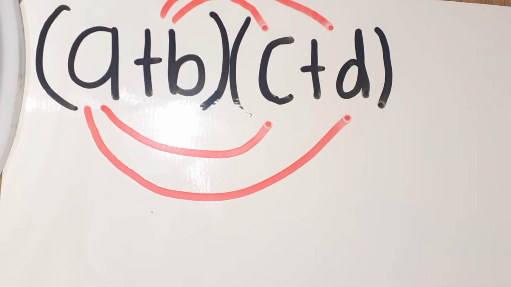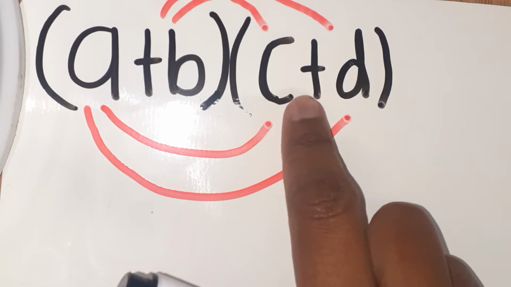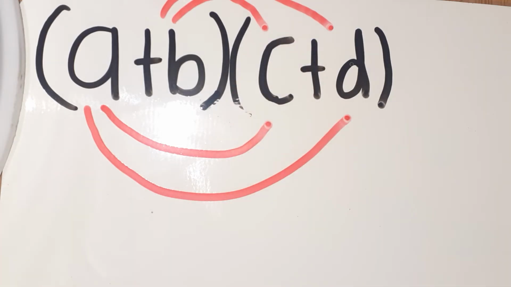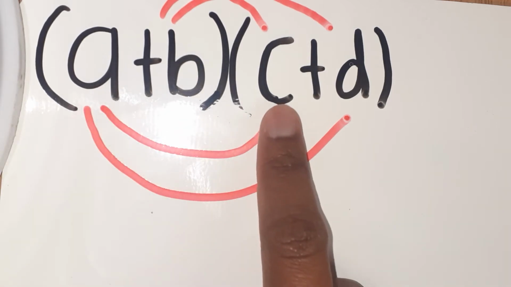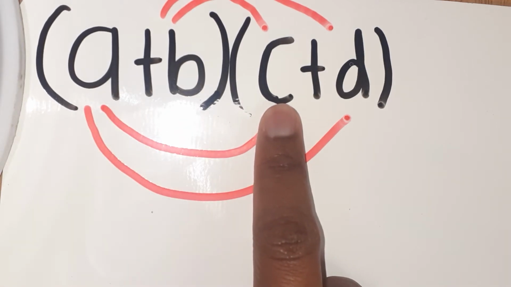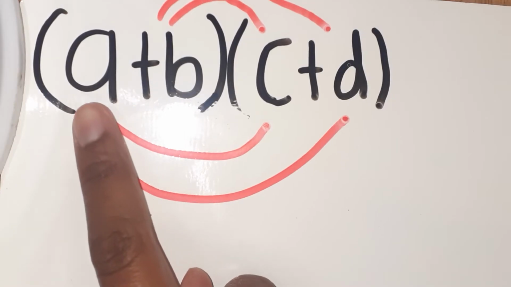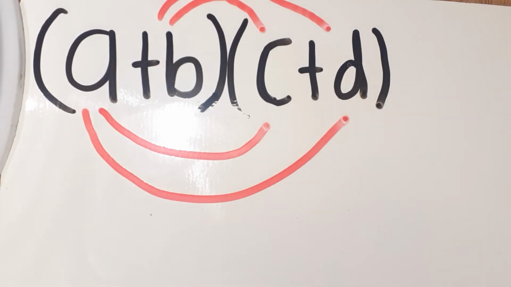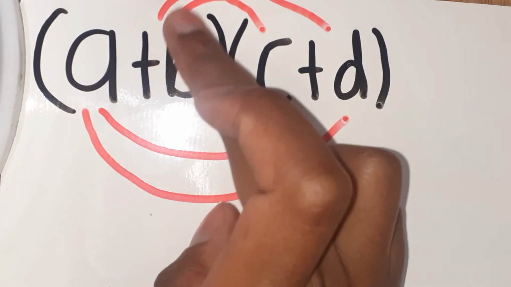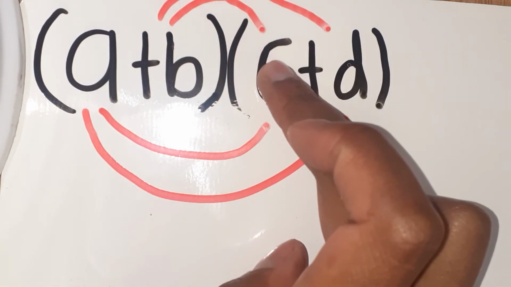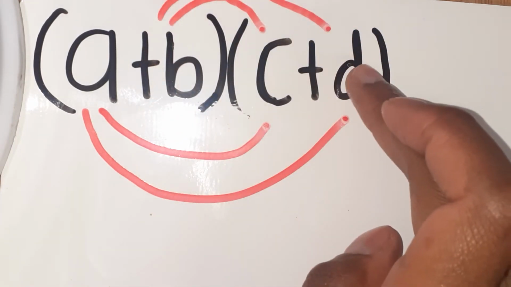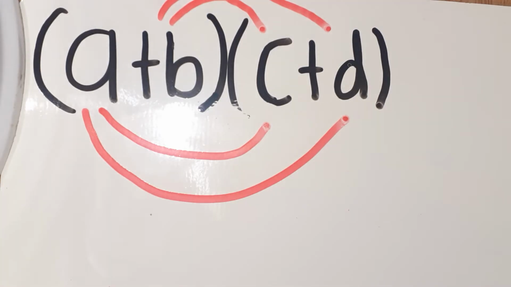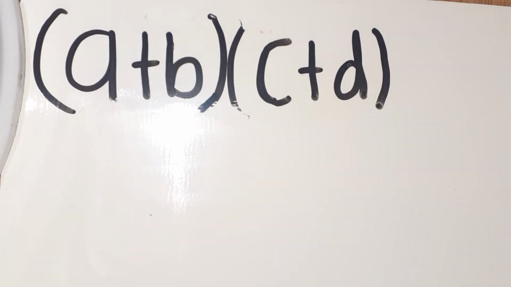You start first with the inner variables multiplying, or constants, the inner numbers, and then you go to the outside. So you will say a times c, which is in the inner part, and then a times d, which is the outer part. This as well is b times c, which is the inner part, and then b times d, which is on the outer part. All right. So with that said, I hope you understood.